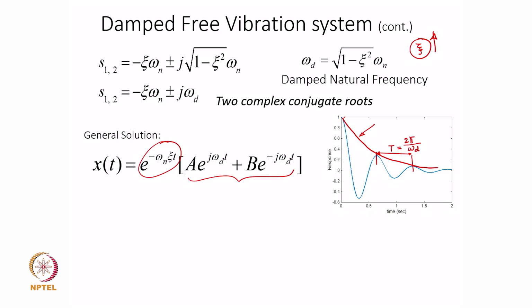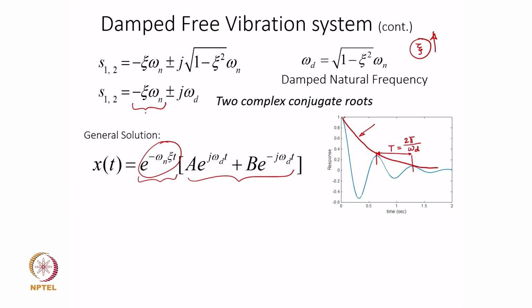Now, you can realize that based on the sign of this real part, not the value, the response would be either decaying or exponentially increasing. As we notice here, this particular term is minus zeta omega n t, which shows that the response, even if it is oscillating, is decaying in its amplitude, because this typically governs the way the amplitude is going to change.